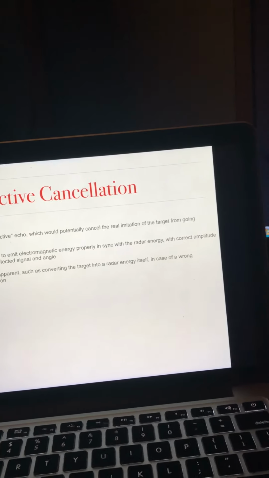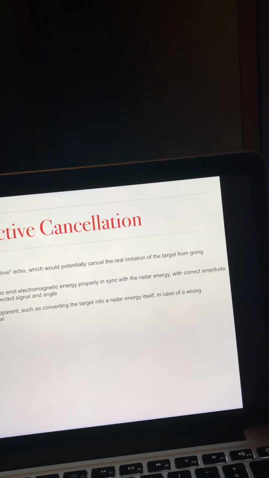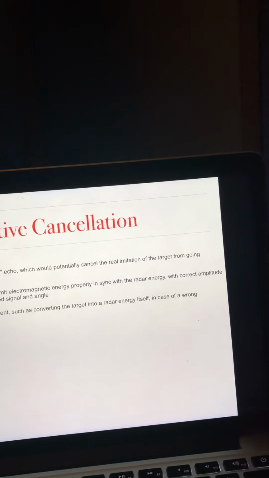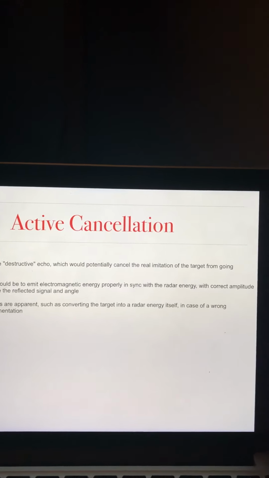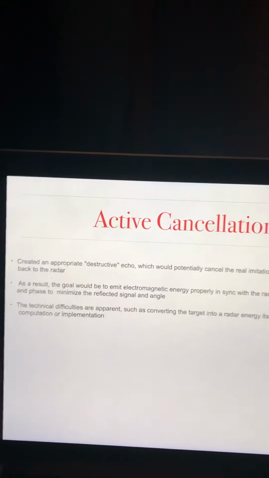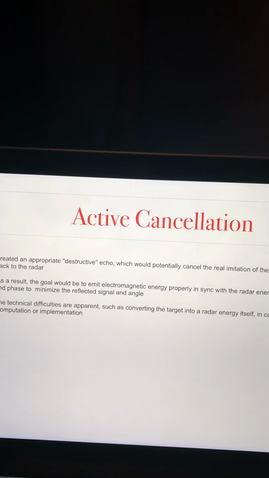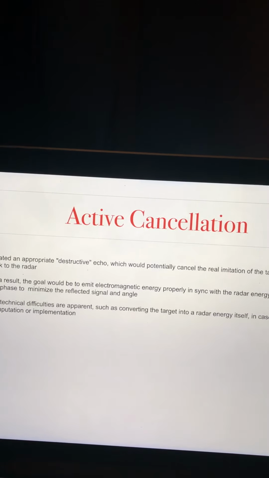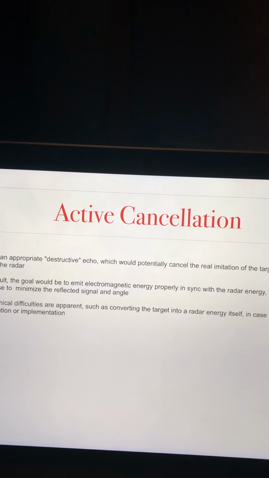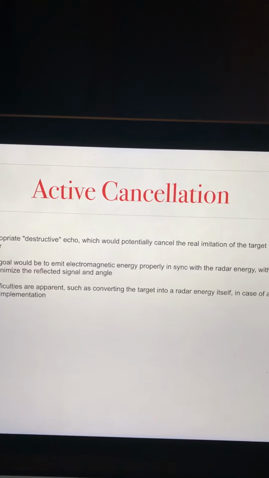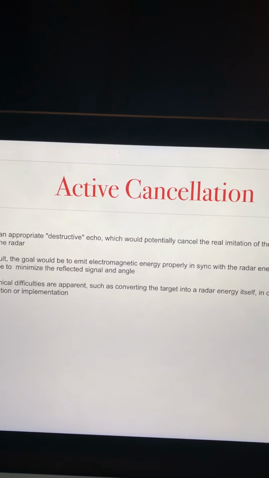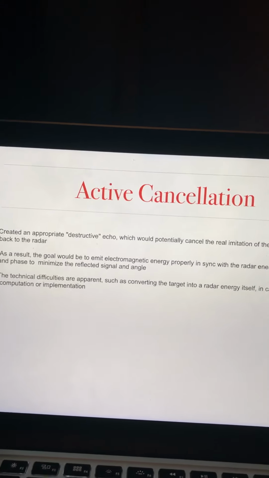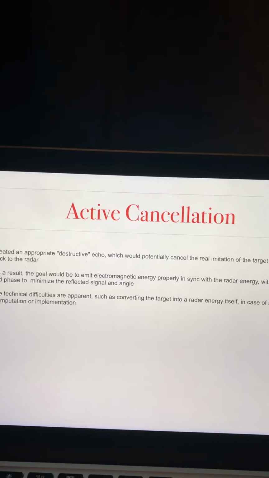So then I move on to the active cancellation. It is based on the principle of creating an appropriate destructive echo, which would potentially cancel the real reflection of the target from going back to the radar. As a result, the goal would be to emit electromagnetic energy properly in sync with the radar energy and with the correct amplitude and phase to minimize the reflected signal and echo.